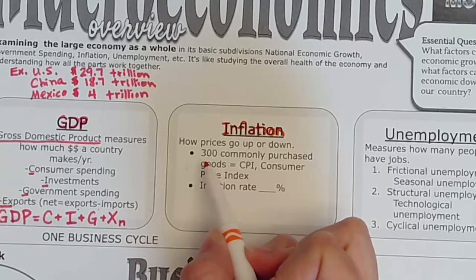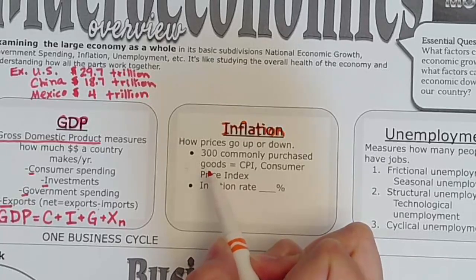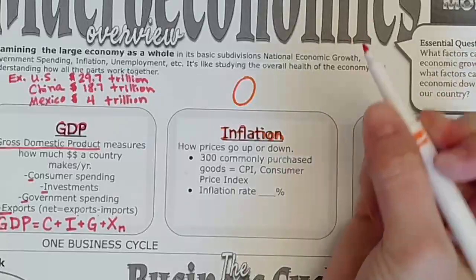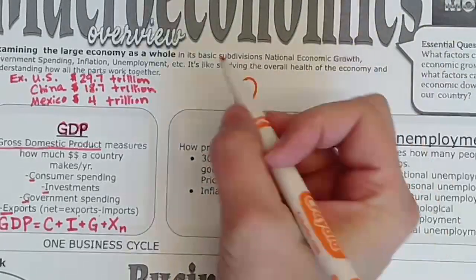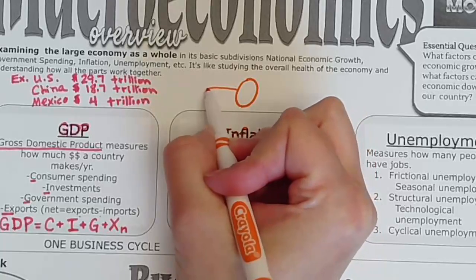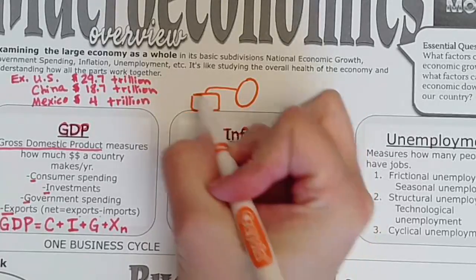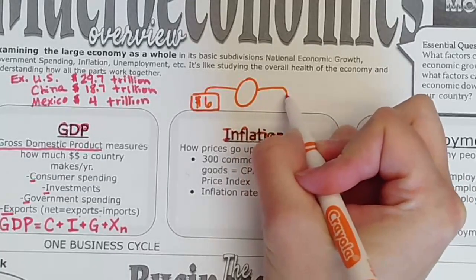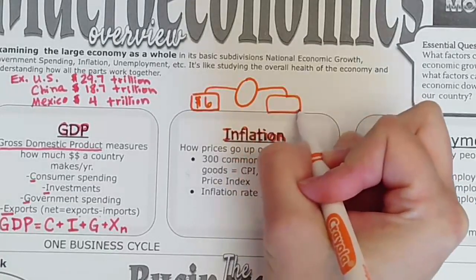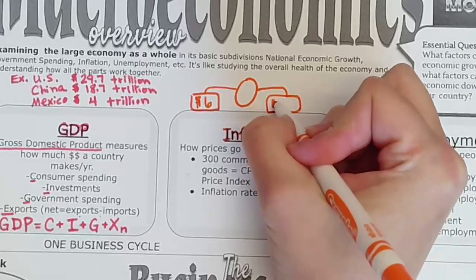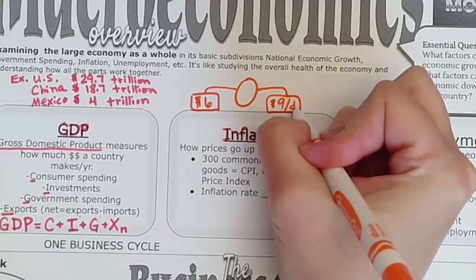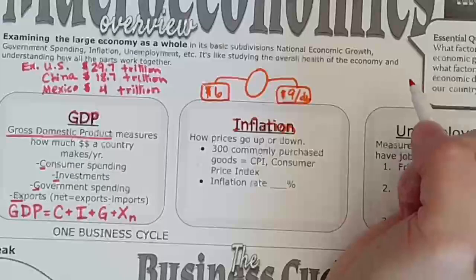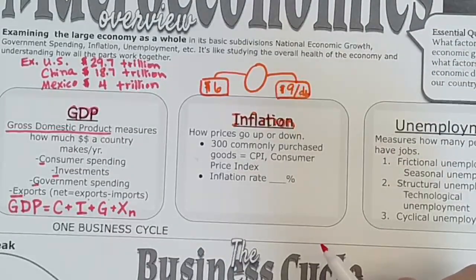We take 300 of the commonly purchased goods. For example, our poor egg that has risen in cost. You might remember eggflation. Once upon a time, this might have cost me $6 a dozen. However, because of inflation, our eggs are now going up to about $9 a dozen. Just a little reminder in your brain.